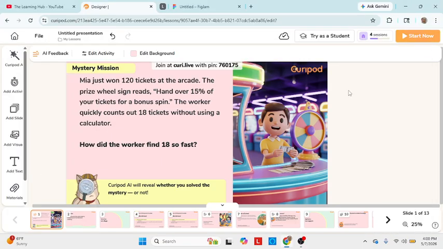Hello everyone, so in today's lesson we're gonna be learning about percents. So let's go ahead and start off with our mystery mission or objective lesson.